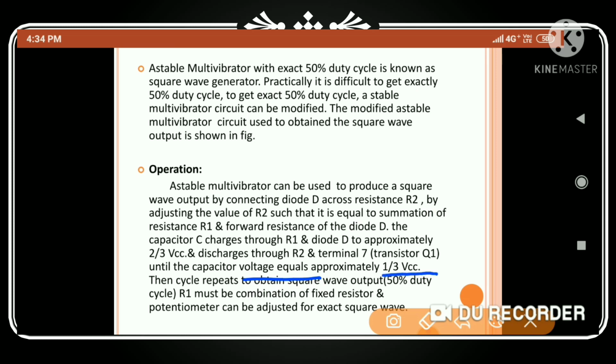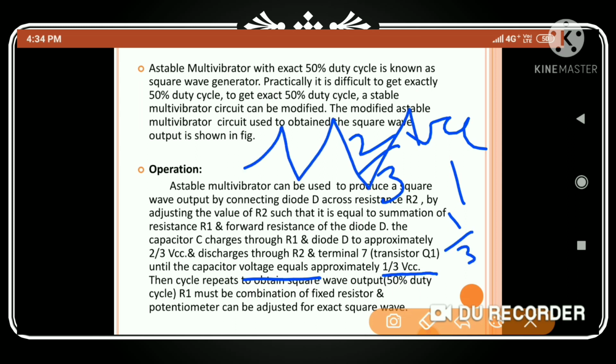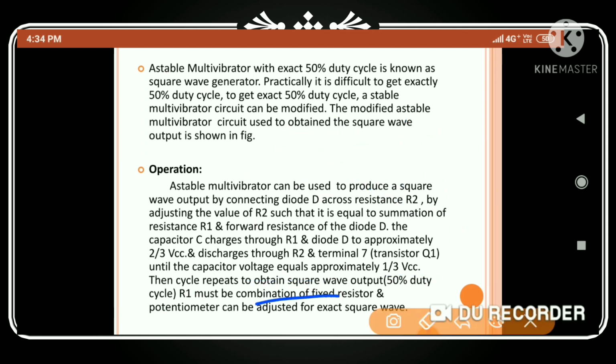Up to that, the cycle will continue. It is charging to 2 by 3 VCC and discharging to 1 by 3. Like that only: charging, discharging, charging, discharging. Like that the waves will come. Then the cycle repeats to obtain square wave output, meaning 50% duty cycle. R1 must be a combination of a fixed resistor and a potentiometer that can be adjusted for an exact square wave. I told you it is charging up to 2 by 3 and discharging to 1 by 3. The cycle comes like this.